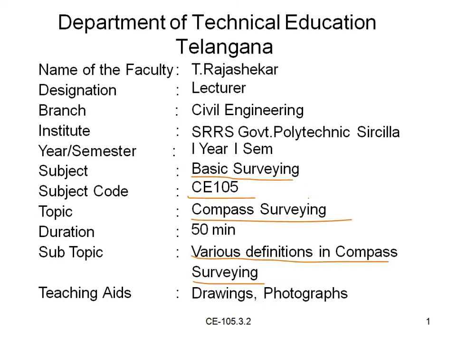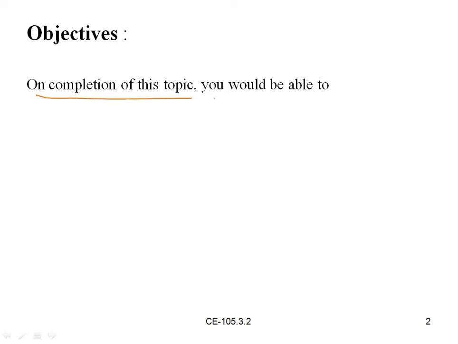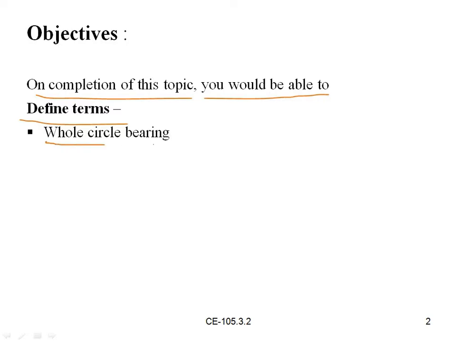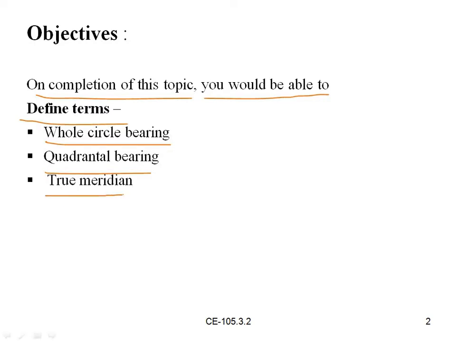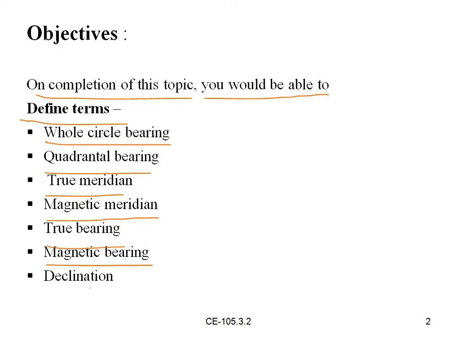In the previous class we discussed the compass surveying principles and component parts of the compass. Today, on completion of this topic, you will be able to define the terms whole circle bearing and quadrantal bearing, true meridian, magnetic meridian, true bearing, magnetic bearing, declination. These are all important terms in compass surveying, and finally a very important one is local attraction.